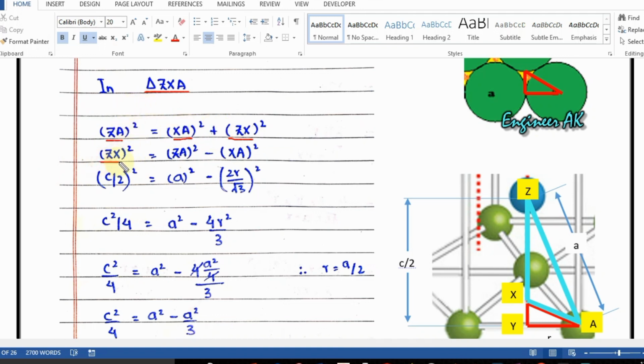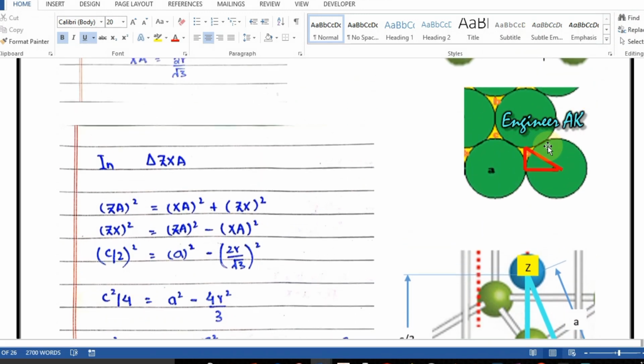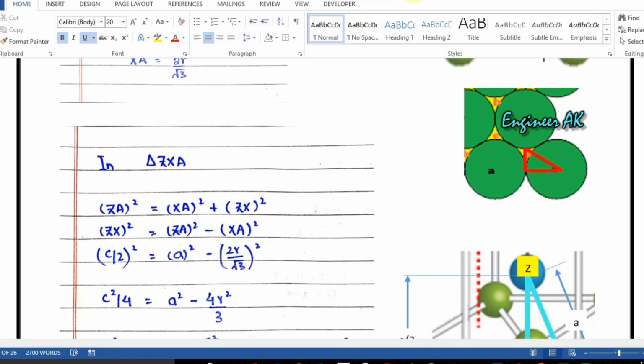Now if I move this XA over here, ZX square equals ZA square minus XA square. If I plug in the values, I have told you that ZX is C by 2, and I have made it clear how it comes out to be C by 2. And ZA, as I have also told you in this diagram, is from here till here, so it's 2r, which is A.